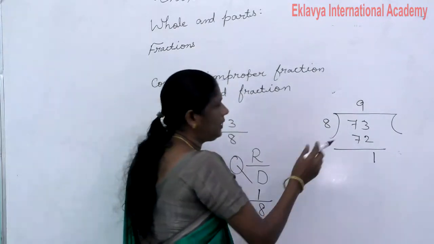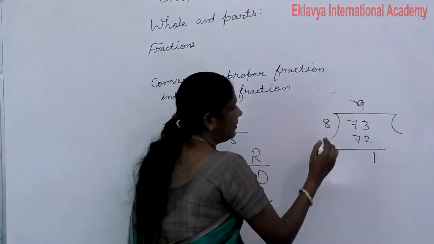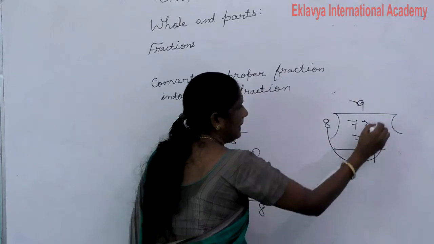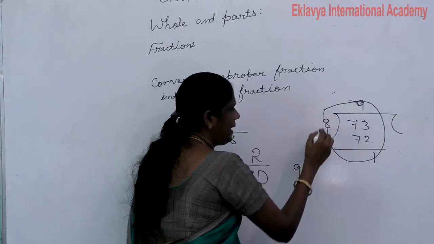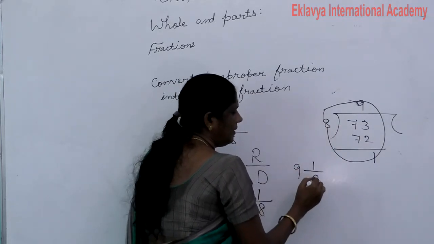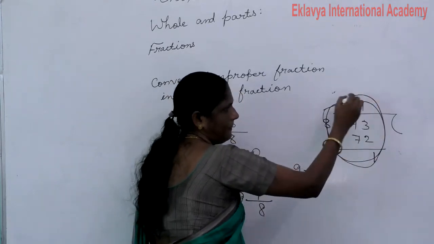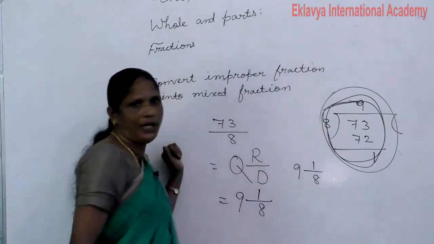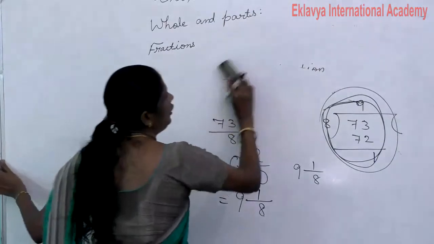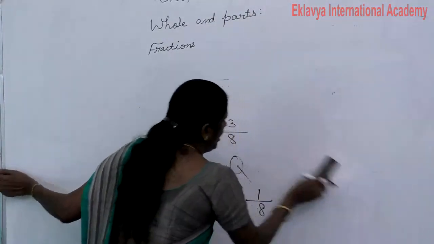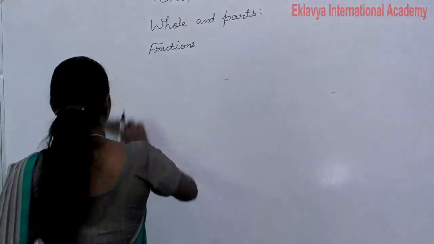Then you write here this quotient, then this 8 here. Okay, then I give some questions to you. This is not in your book. You do these questions.